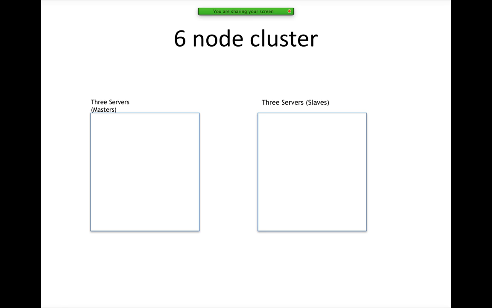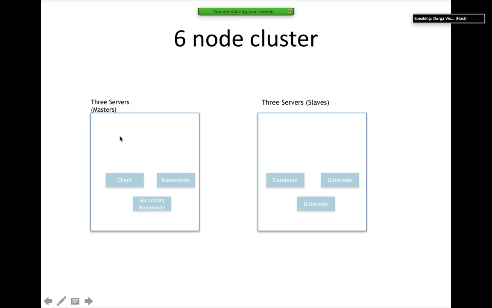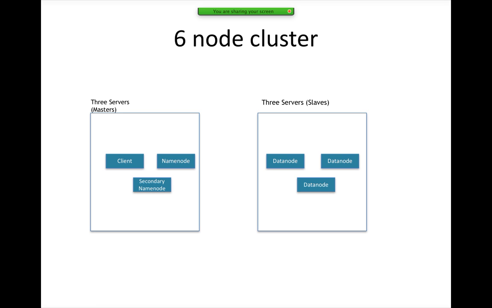Okay, so I have included the client also as part of the masters on a 6-node cluster. On a 6-node cluster, we will typically configure slaves on 3 nodes and masters on 3 nodes, including clients. So this is how it looks when we actually set up HDFS. We will have a client configured for HDFS on one of the three masters. We will have the name node running on one of them, the secondary name node running on another one, and then we will have data nodes running on all the slaves.